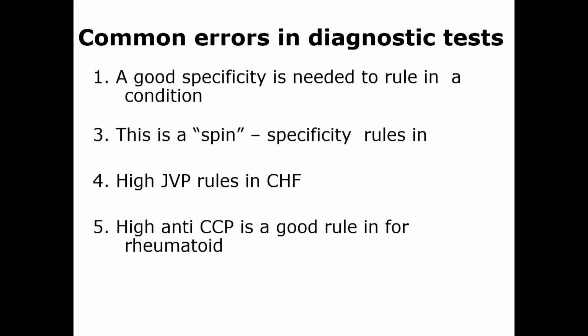The opposite of this is a SpIn. So a good specificity is needed to rule in a condition. So a high specificity rules in a condition. For example, a high JVP, a jugular venous pressure measured in the neck, rules in congestive heart failure. A high anti-CCP is a good rule in for rheumatoid arthritis. So it's got a high specificity.